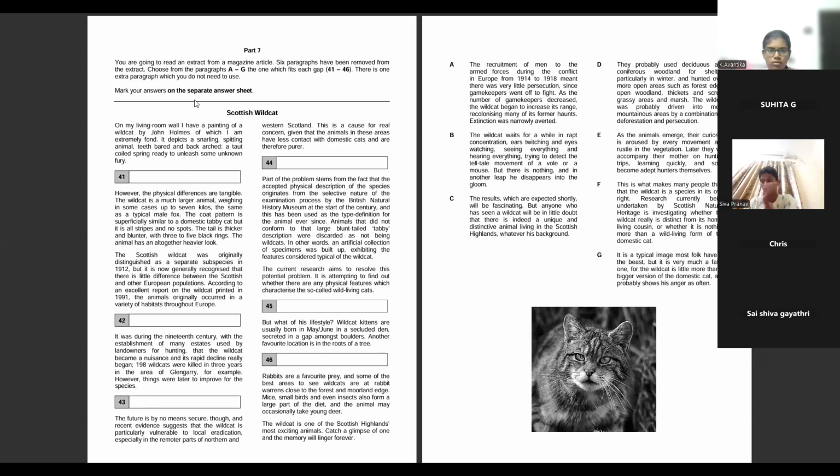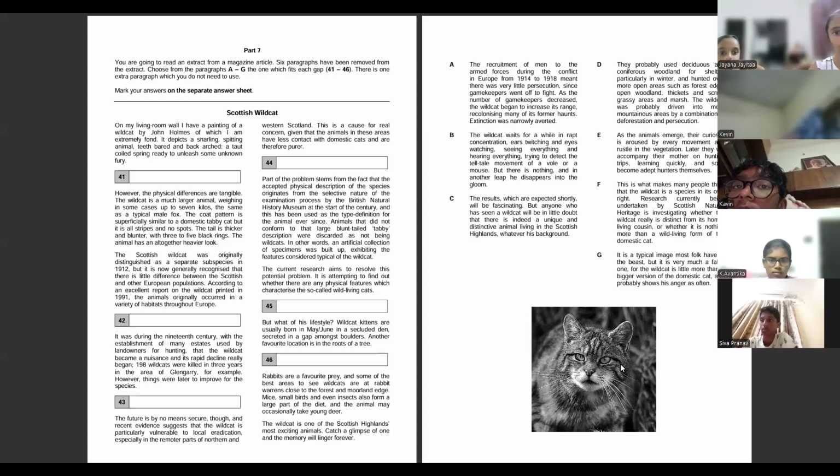I have got it from Siva, Jayana, Jaita, Chris, Kevin. I have to get it from Avantika, Sugita, Sai Sivagayatri, and Kevin. Kevin, I didn't get it from Kevin. So Kevin, Sai Sivagayatri, Avantika, and Sugita.